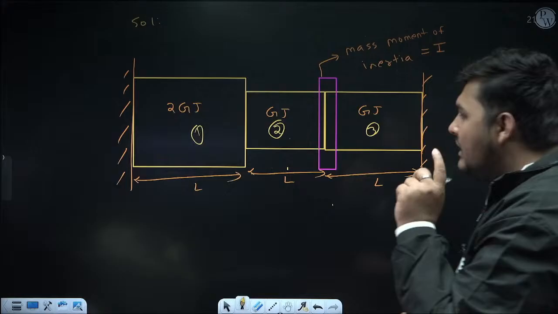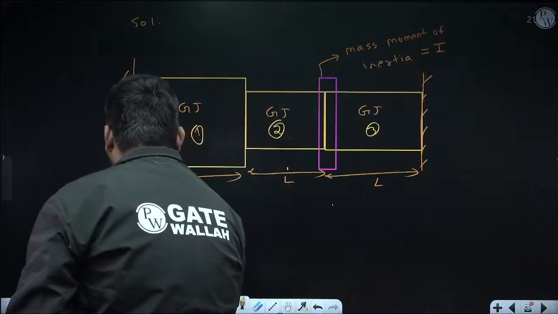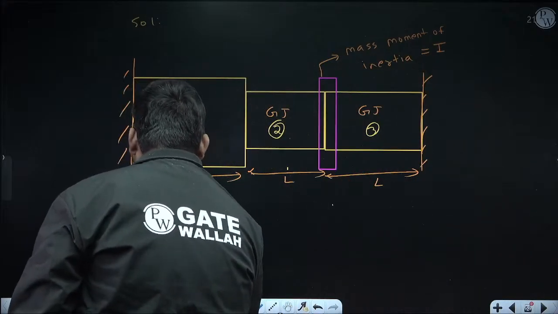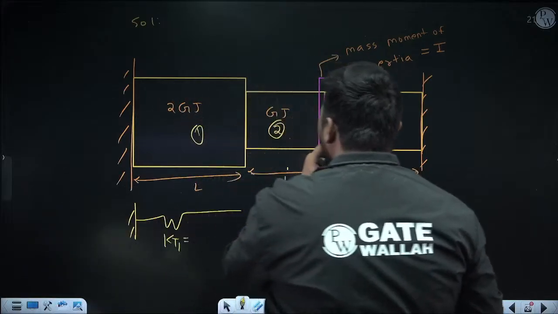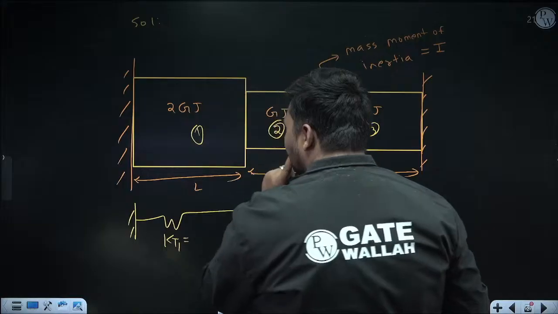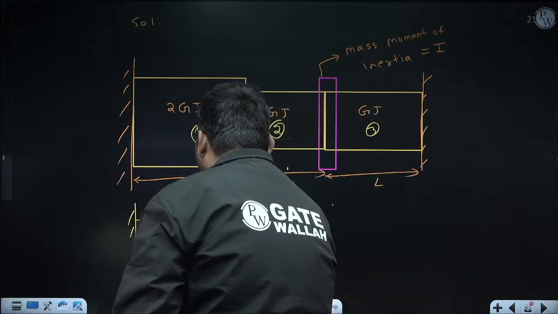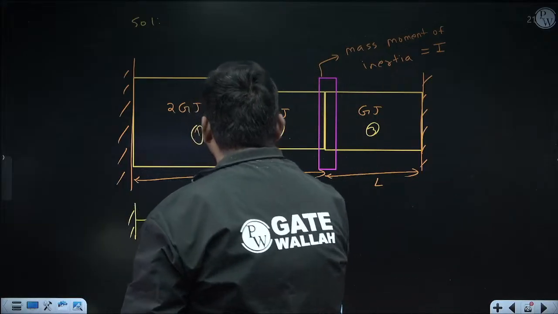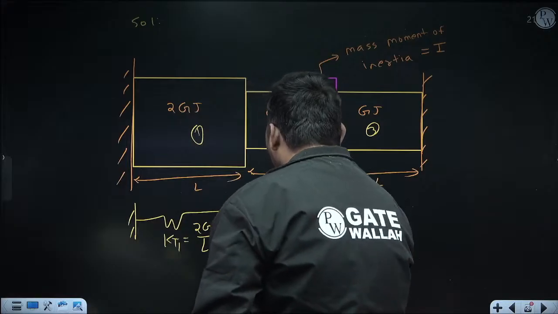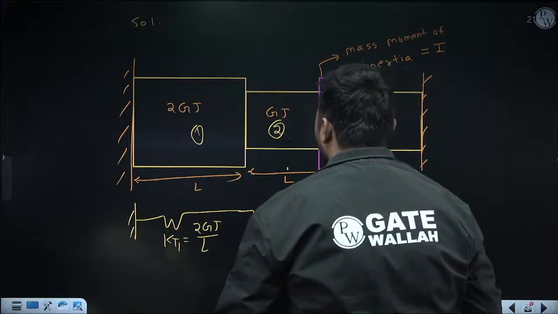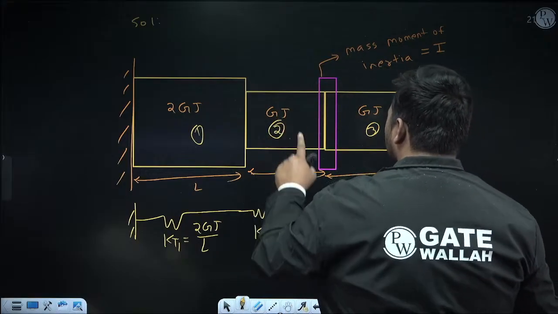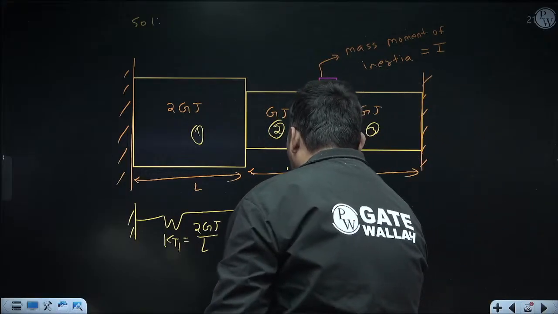Okay. Now I will draw this equivalent diagram. So we will replace this shaft 1 by spring 1 whose torsion stiffness is KT1, and its torsion rigidity is 2GJ upon the length of shaft 1, which is L. So it will be 2GJ upon L. Now beside this, shaft 2 is attached, which I am replacing with spring 2 whose torsion stiffness is KT2. Its torsion rigidity is GJ upon length L. So it is GJ by L.